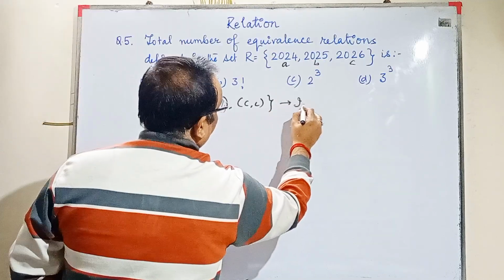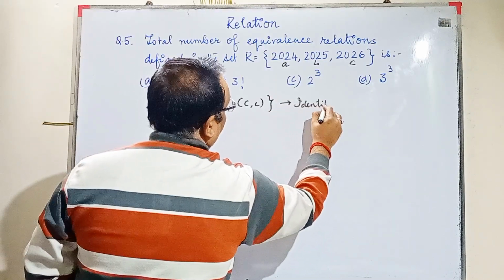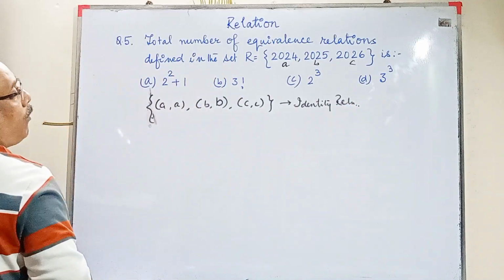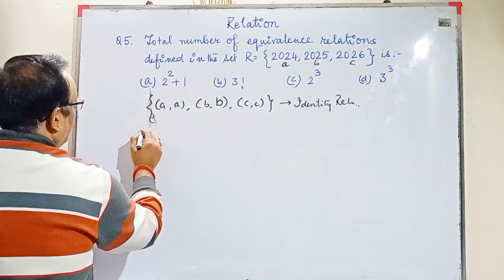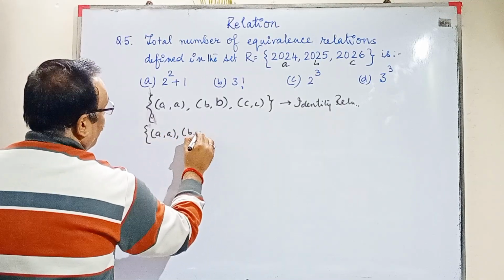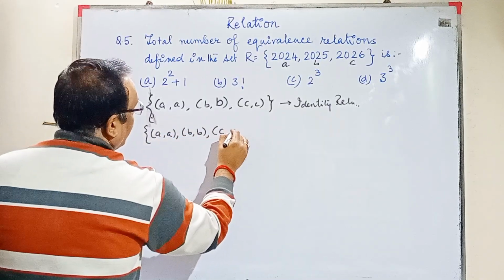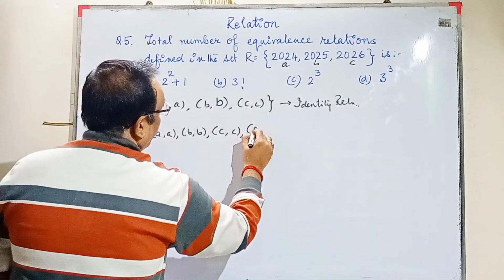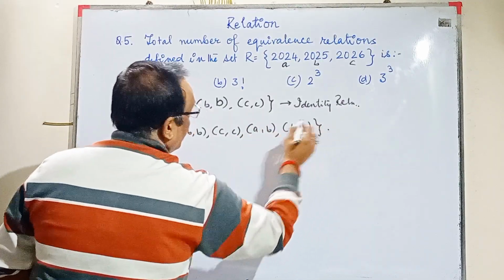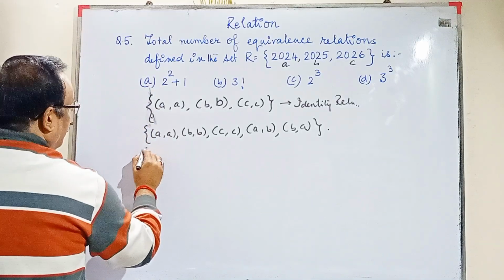This relation is my identity relation. This relation is called identity relation. What are the other relations possible? AA, BB, CC, AB, BA. This is also equivalence.